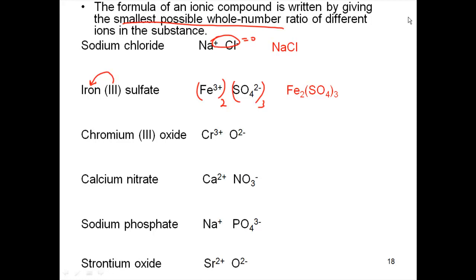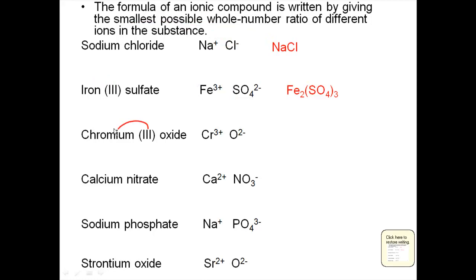Let's look at chromium 3 oxide. Once again, that 3 is telling me the charge on the chromium. So that's giving me my charge on that chromium. Okay, chromium 3 oxide. Need to balance this out. In this case, I'll cross multiply, which then gives me Cr2O3.